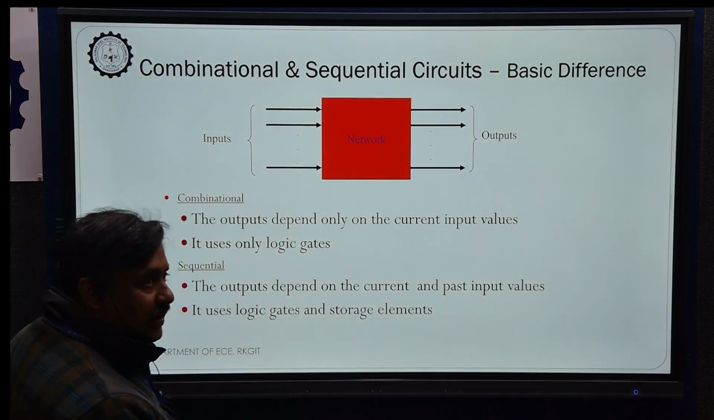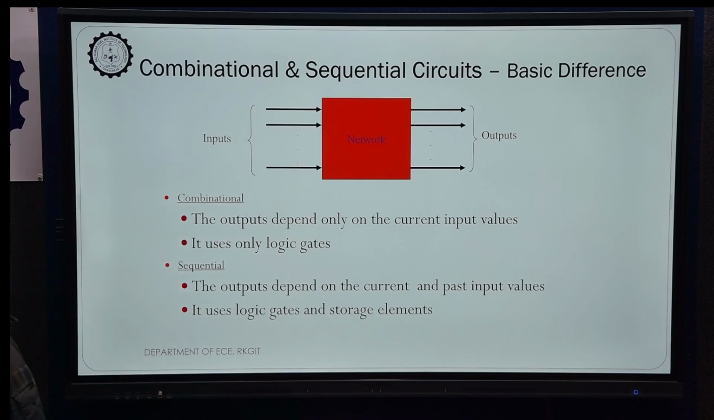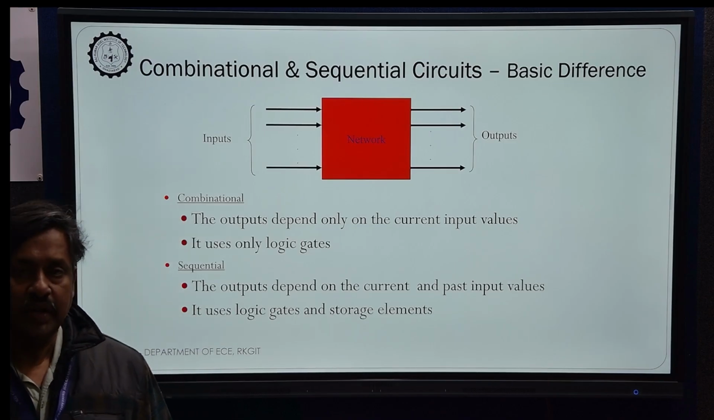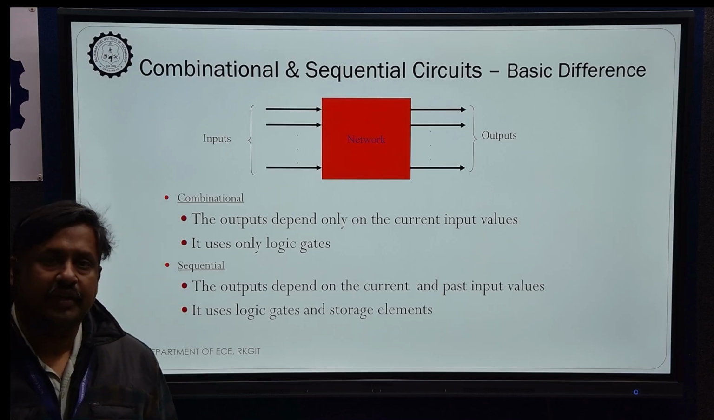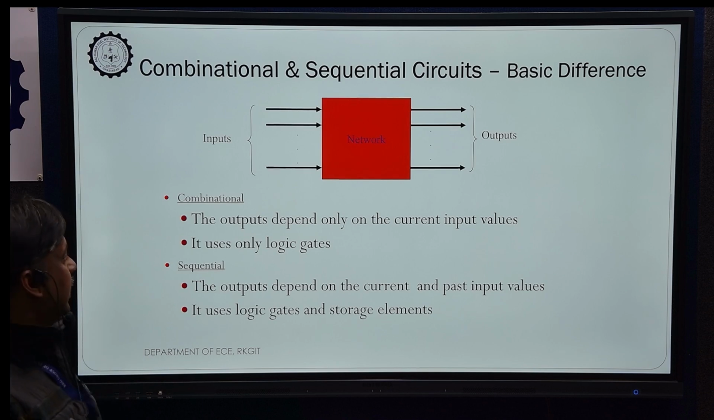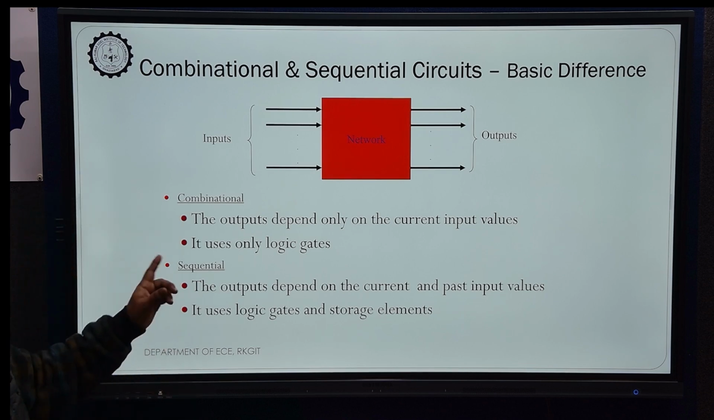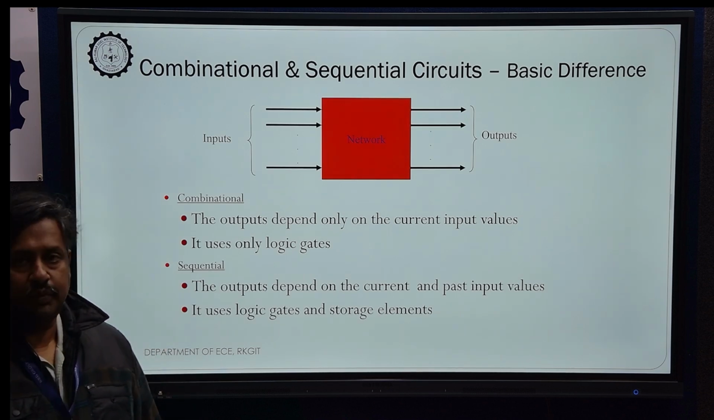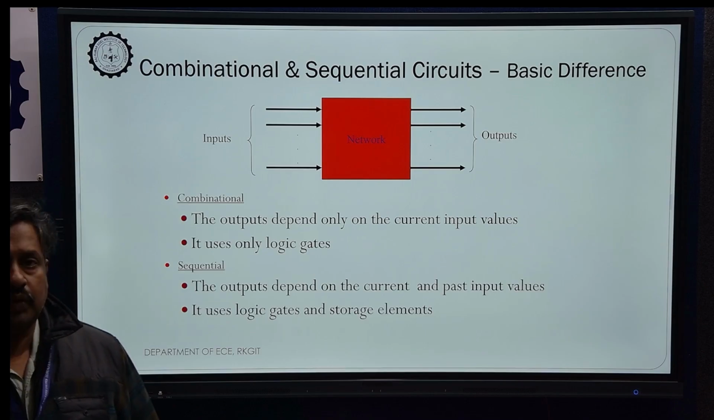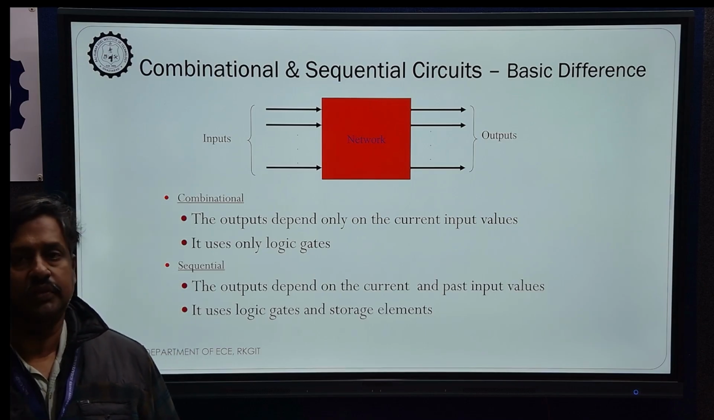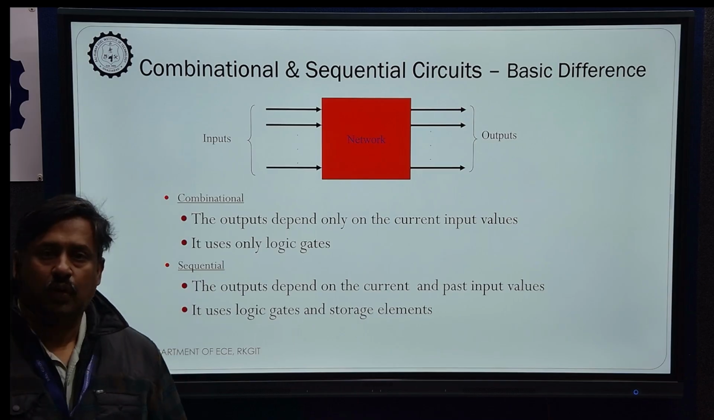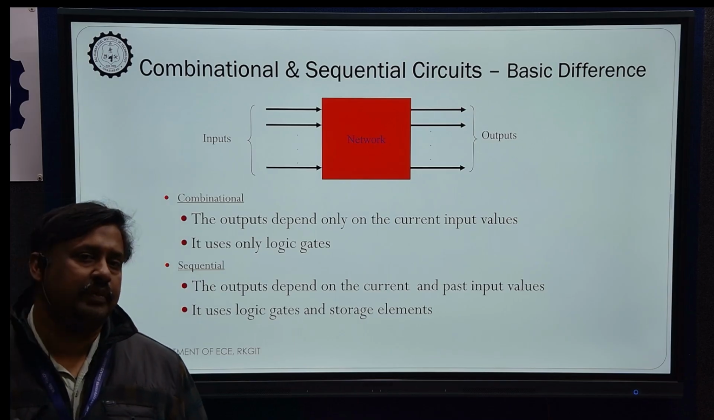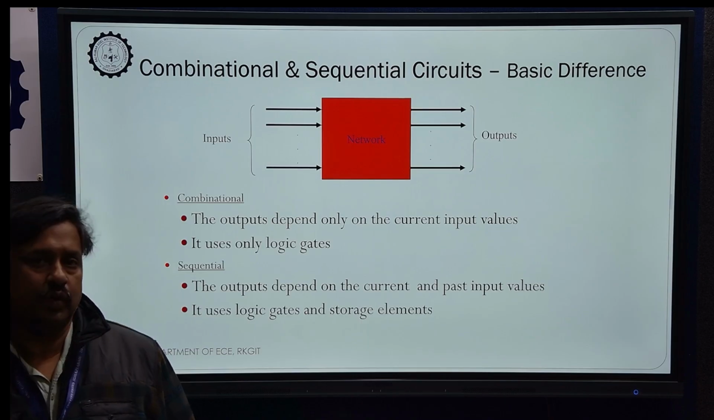So first let me describe what is the difference between combinational and sequential circuit, because these two are very important in digital circuits. If you take a network which is having inputs and outputs, a combinational circuit is one whose output depends only on current input values. So the output only depends upon the current input. That type of circuits are called combinational circuits. It will be implemented only with the help of logic gates.